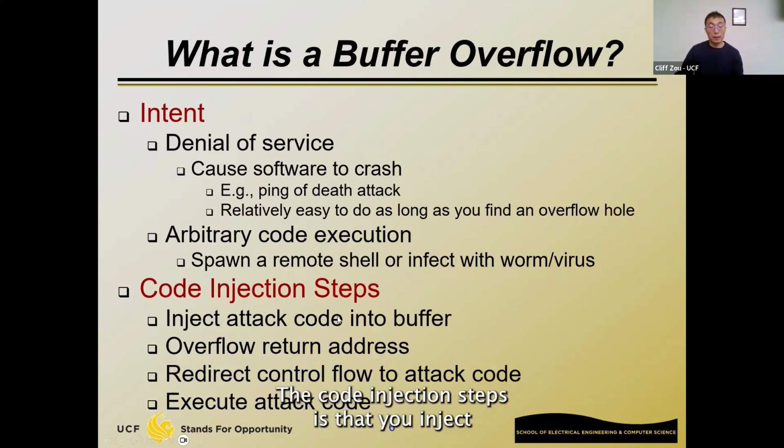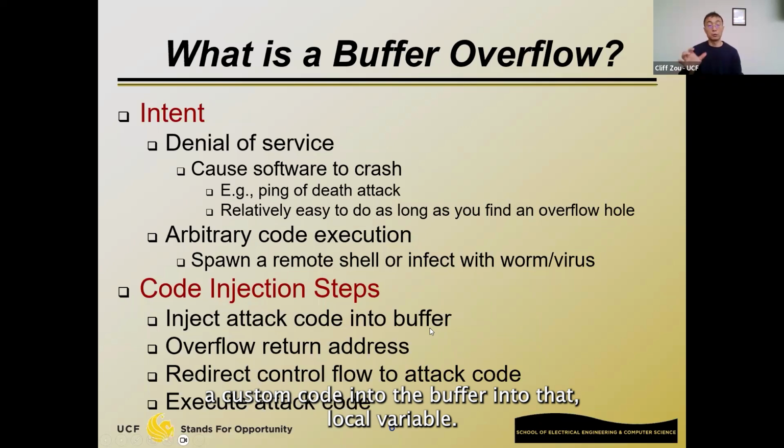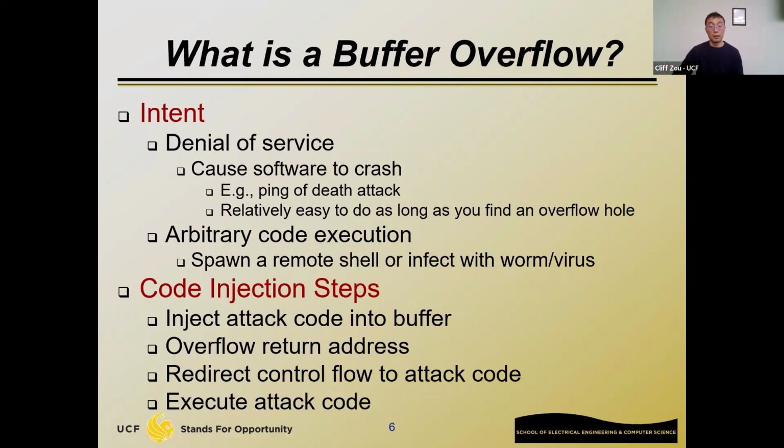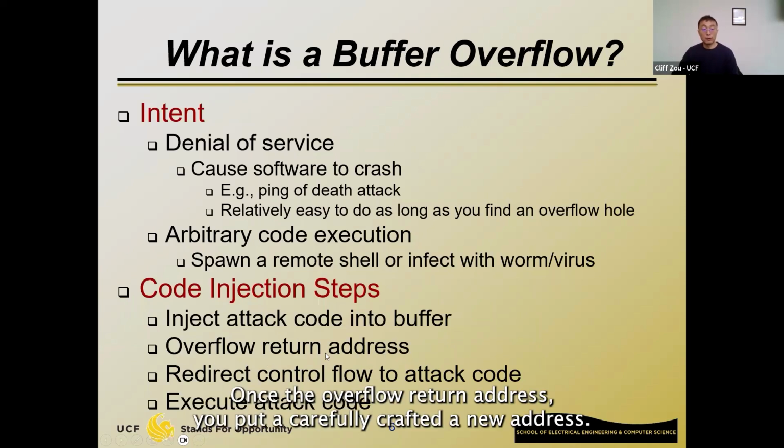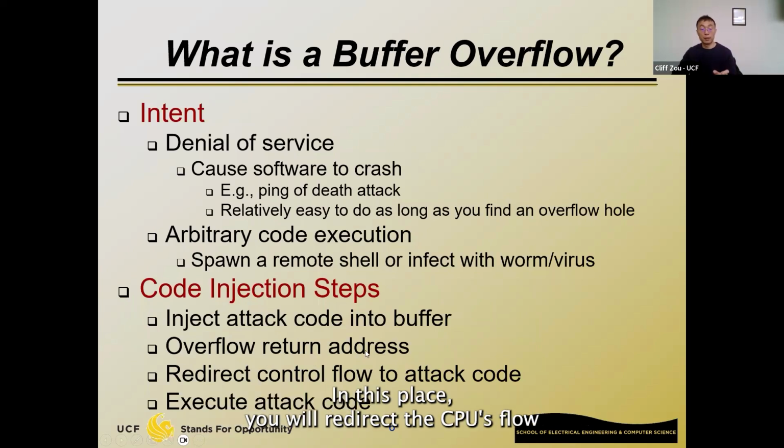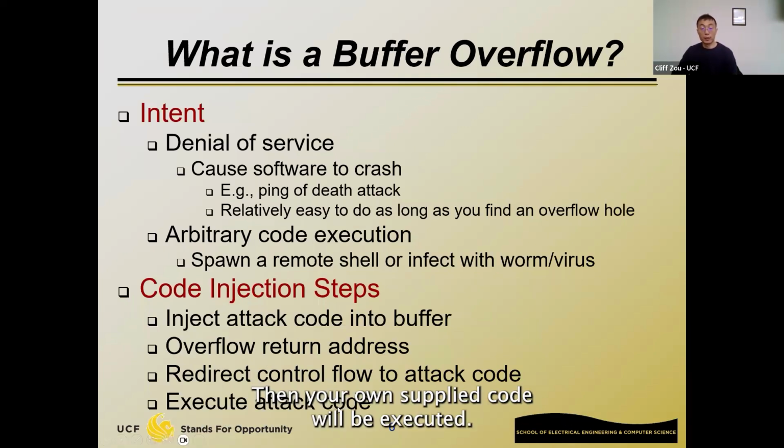The code injection steps: you inject the attacking code into the buffer, into that local variable. Then you overflow the return address for that function. Basically, we are doing stack overflow. So overflow the return address on the stack. Once you overflow the return address, you put a carefully crafted new address in this place. You will redirect the CPU's flow to your own supplied code. Then your own supplied code will be executed.